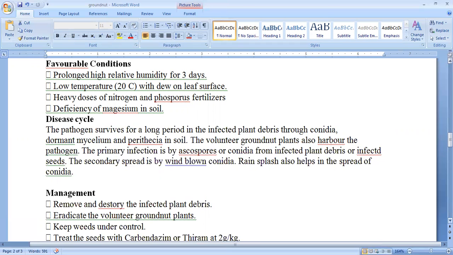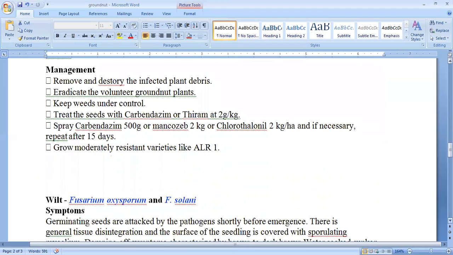Now the disease cycle: the pathogen survives on the infected plant debris through conidia, dormant mycelium and perithecia. The groundnut plants also harbor the pathogen, and primary infection is through ascospores or conidia, and the secondary is through wind-blown conidia. Rain splashes are also helpful in spreading. For the management, we have to destroy the infected plant debris and eradicate the volunteer groundnut plants which are present.